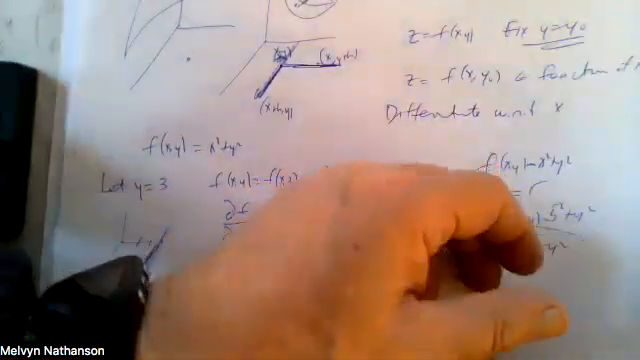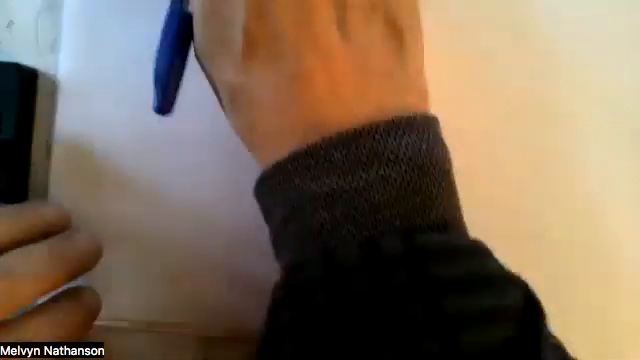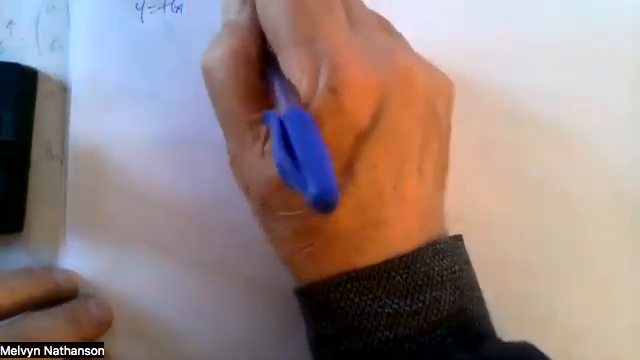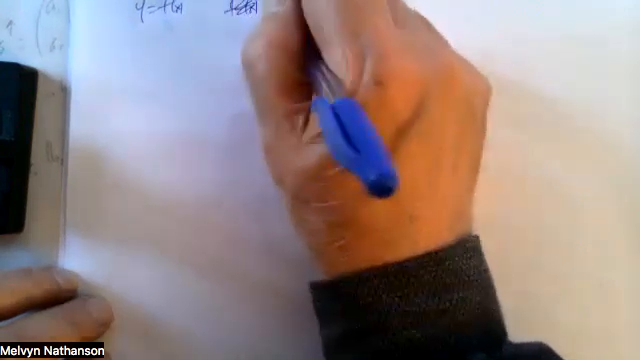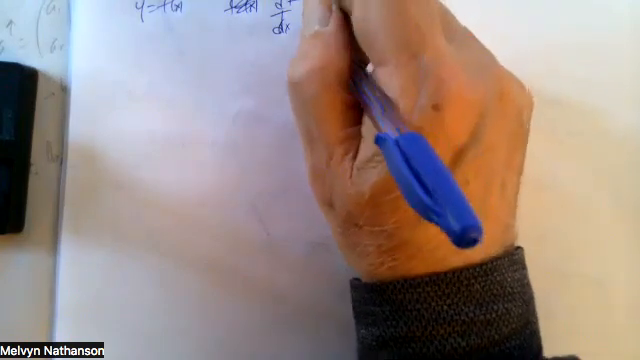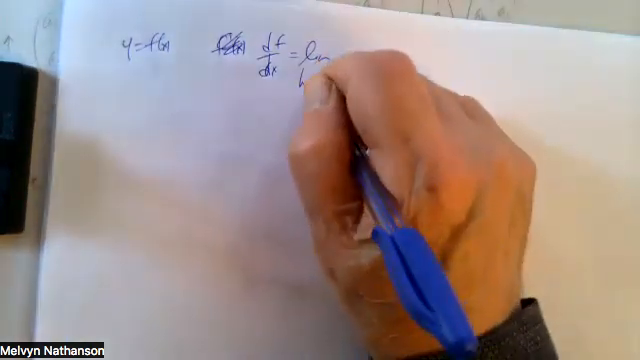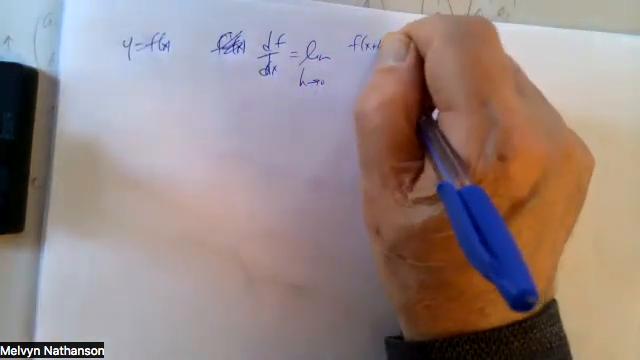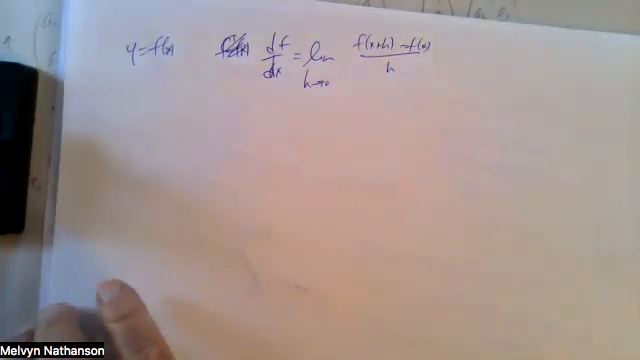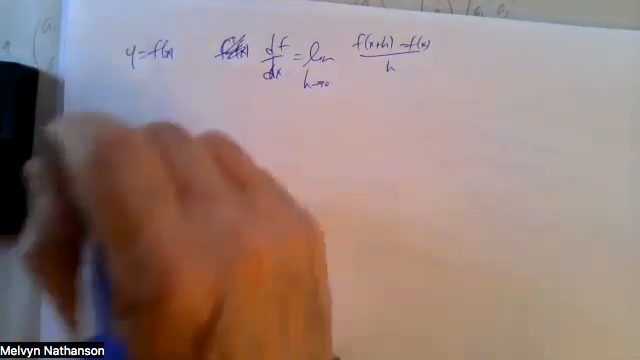And just by analogy with the derivative of a function in Calc 1, remember if you have a function y equals f of x, f prime of x, or df dx, is the limit as h goes to 0 of f of x plus h minus f of x over h. If that limit exists, it's called the derivative.